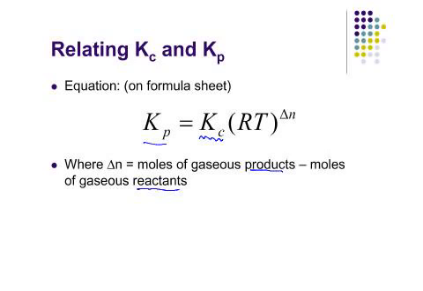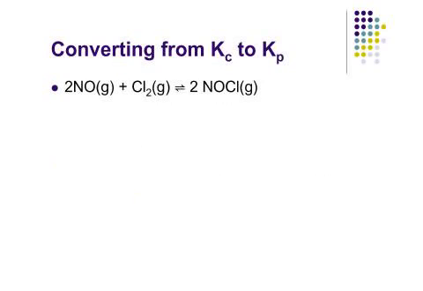So let's go on and look at some equations where we can calculate delta N. If you can calculate delta N, then it's very easy, really, to convert from Kp to Kc and vice versa. So let's look at this equation. We've worked with this equation before. We've done some problems with it. We have 2NO reacting with chlorine gas to form NOCl. How many moles of gas do I have on the reactant side? 3. So there are 3 moles of gas on the reactant side. How many moles of gas do I have on the product side? 2.